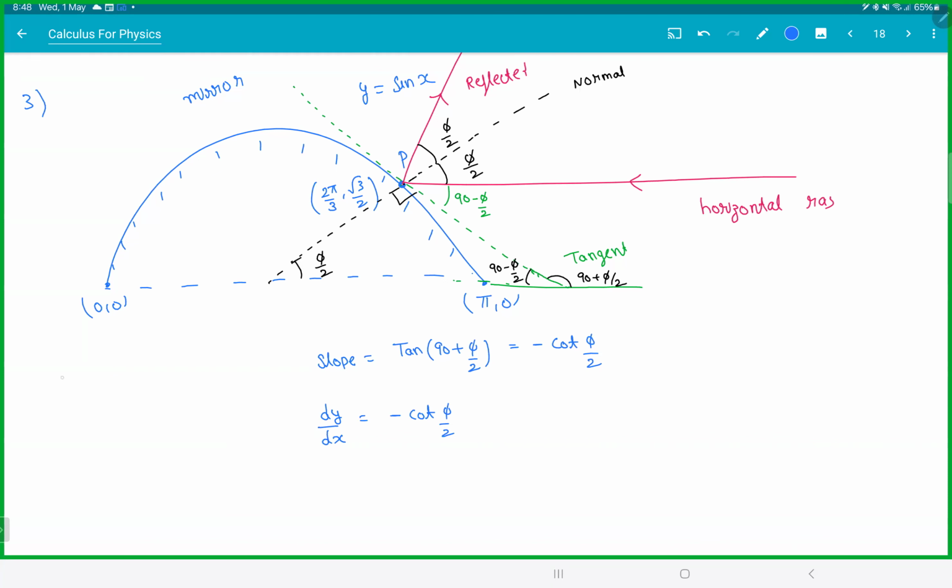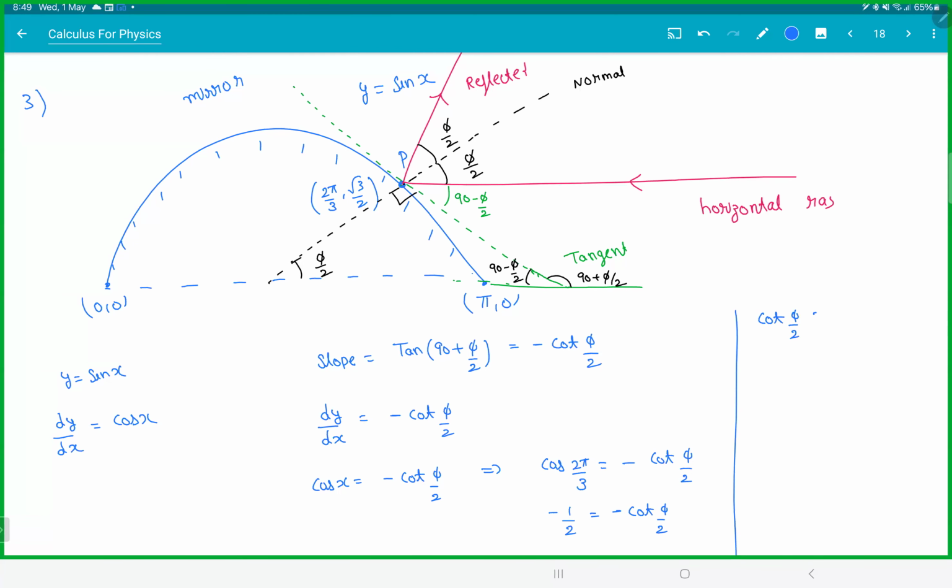That's the differential of sin x. So differential of sin x is cos x. So we have cos x is minus cot φ/2. So x value is 2π/3. So that is cos 2π/3, which is cos 120, is minus cot φ/2. So that is cos 120 is minus half, is minus cot φ/2.